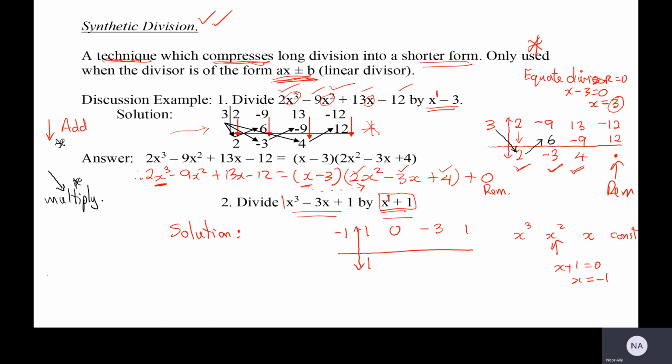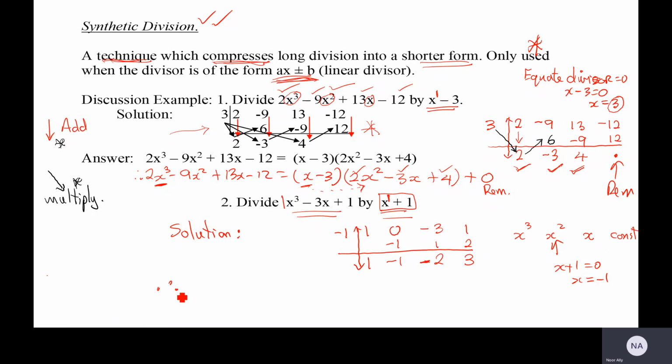1 plus 0, that gives you 1. Then I cross multiply -1 times 1. Put that answer under the next term. Add 0 and -1 gives you -1. -1 times the -1 gives you +1. Then -3 plus 1 is -2. Then -1 times the -2, that gives you 2. 1 plus 2 is 3.